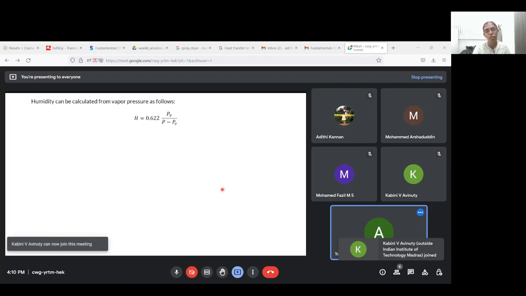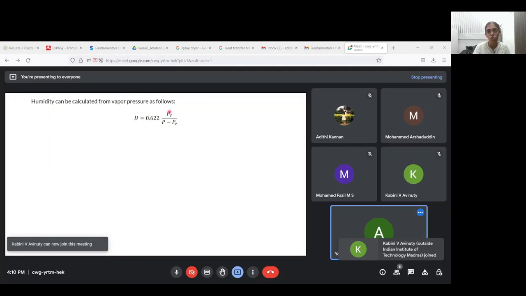So H can be given in terms of your vapor pressure as 0.622 into PV, which is your vapor pressure, divided by P minus PV, which is your total pressure minus your vapor pressure. The derivation of this is also given in one of the lectures and it's pretty straightforward. It comes from the ideal gas law.